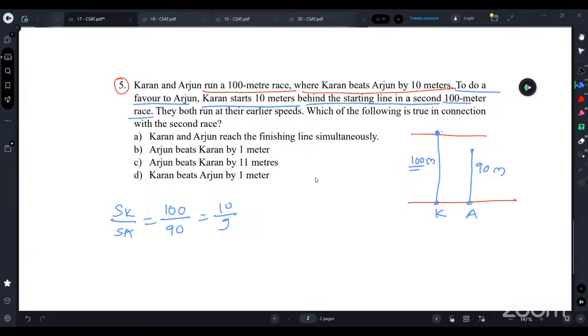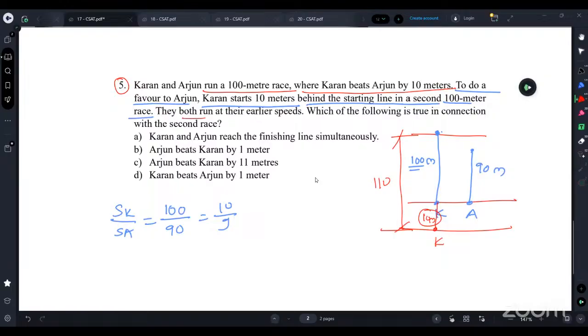So basically in the second race, what is happening? Instead of starting from here, Karan is starting here. Now what is the distance that Karan has to travel? It will be 110 because he is giving 10, he is starting 10 meters behind. So Karan is basically starting 10 meters behind, so he has to travel a total distance of 110 meters, right?